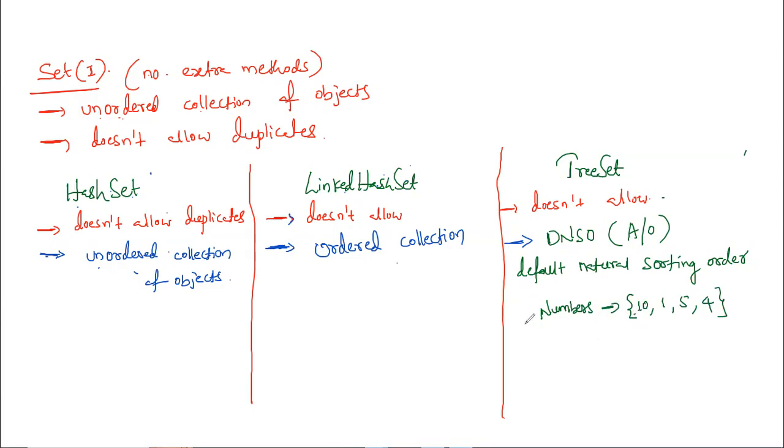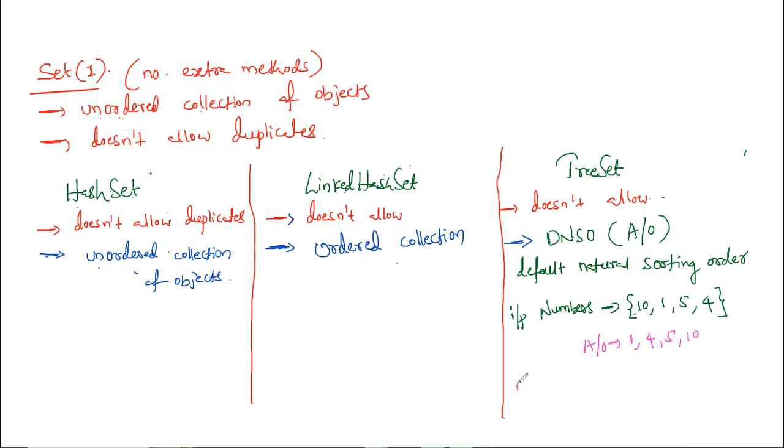What is the default natural sorting order? If this is the input from the programmer, so we are giving this order, then what is the meaning of default natural sorting order for numbers? The TreeSet will store the elements in the natural sorting order, which is nothing but 1, 4, 5, 10. So this is nothing but the ascending order for this kind of number data.